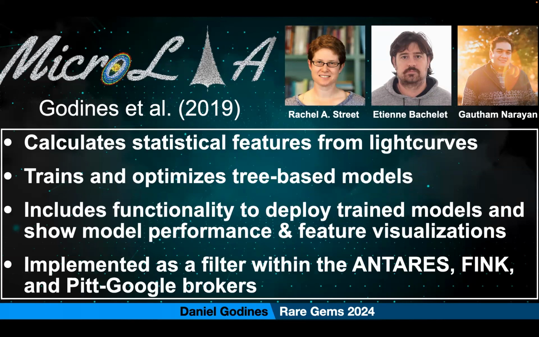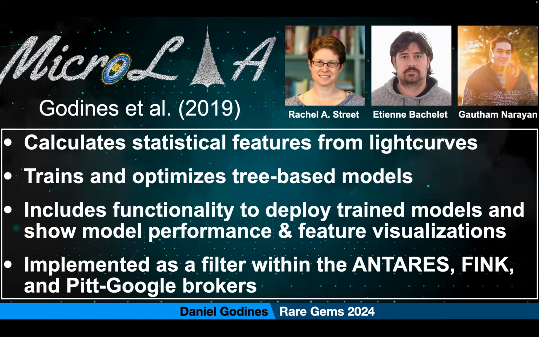And from here, we trained a tree-based model. We started with the random forest. We also included the XGBoost implementation. And in short, what the program does is you give it light curves, it computes a bunch of statistical features, and then it trains and optimizes the model. By optimizing, we mean it selects the features that are most relevant, given the cadence of the light curves, and then it tunes the hyperparameters of the model.